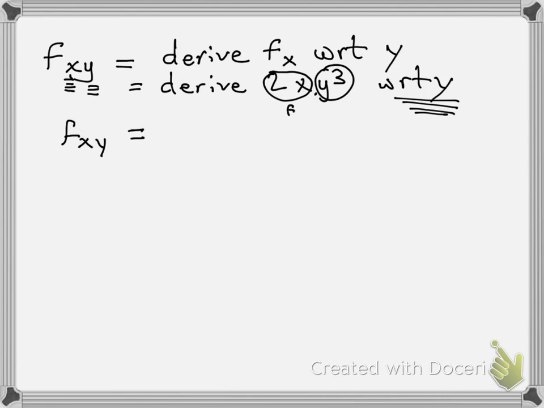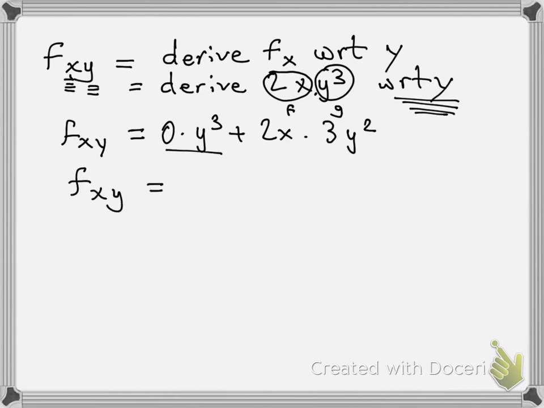With respect to y, it means that x is a constant. So 2x y cubed: this is my f, this is my g. So f prime, the derivative of 2x, but x is a constant, and 2 times a constant is a constant, so the derivative of 2x is 0. So 0 times y cubed, plus f, which is 2x, times g prime. But g is y cubed. So what's the derivative of y cubed? Y here is not a constant, it's a variable. So the derivative of y cubed is like the derivative of x cubed, which is 3x squared. So the derivative of y cubed is 3y squared. So then fxy would be equal to 0 plus 6xy squared.